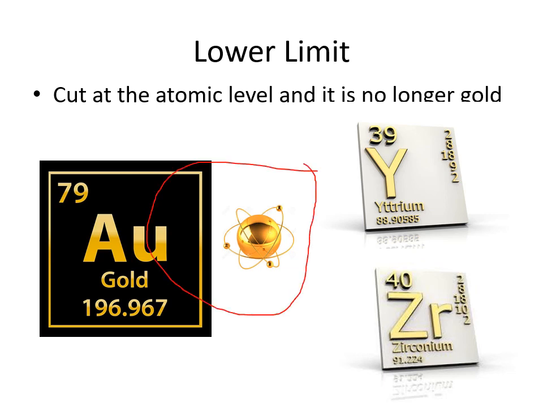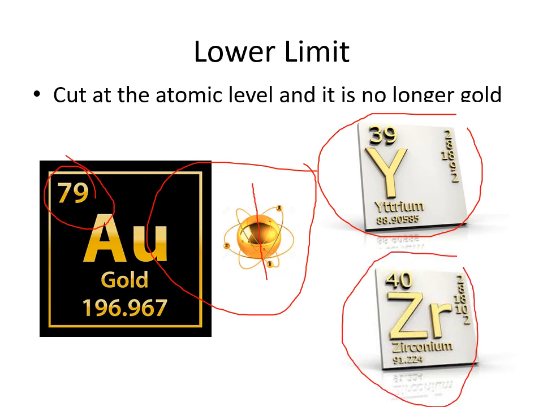And let's assume we had a very magical knife that we could cut this gold atom in half. Well, because it's got an odd number of protons, we can't evenly divide it in half. So what we could do with our magic knife is divide it, and you would end up with yttrium and zirconium, because 79 protons can be divided into objects of 39 and 40.